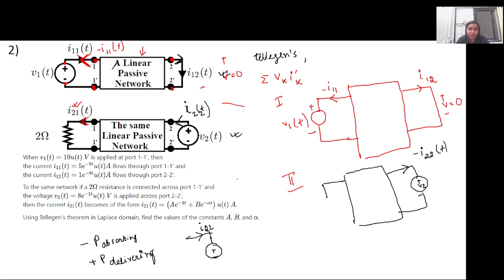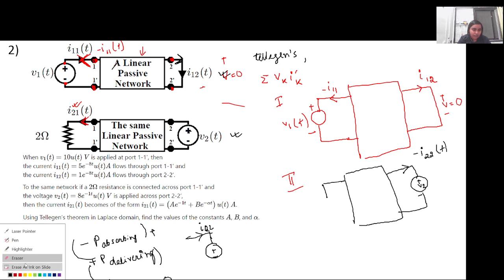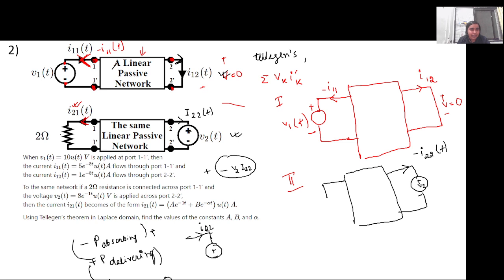Now Tellegen's theorem is based on the summation of these two. So this plus this should be equal to 0. So if I take I22, as you were saying, if I am taking I22 coming out of the circuit, let's say I am taking I22 like this, then this particular voltage source will be absorbing the power instead of delivering. So it will have a minus sign into V2 into I22. This will be additive to whatever power is getting dissipated here, and that will be equal to 0. What I am trying to say here is, I am trying to keep this direction of current same as this direction of current in the previous circuit.